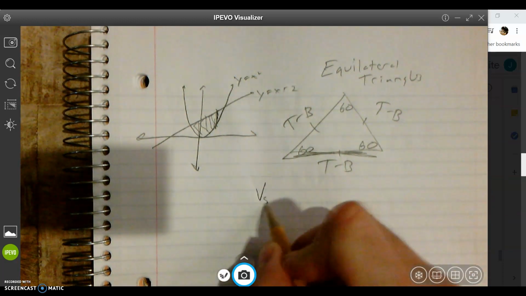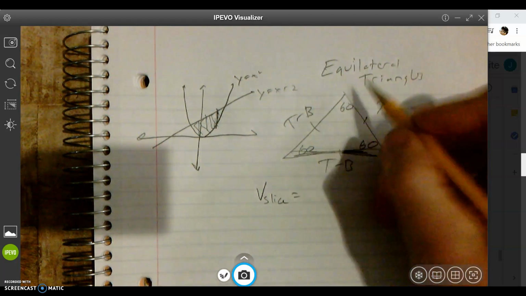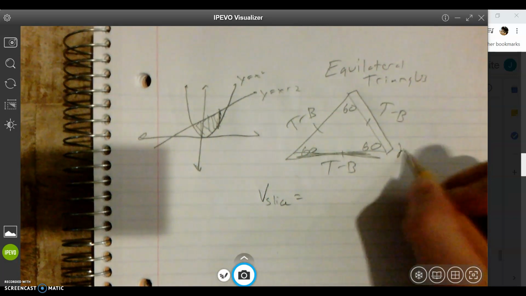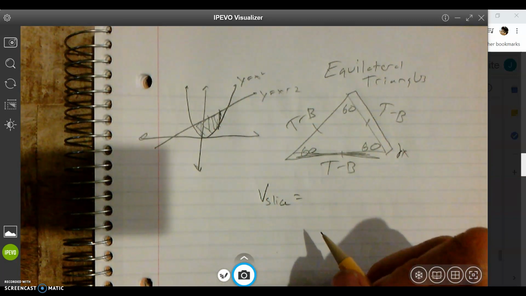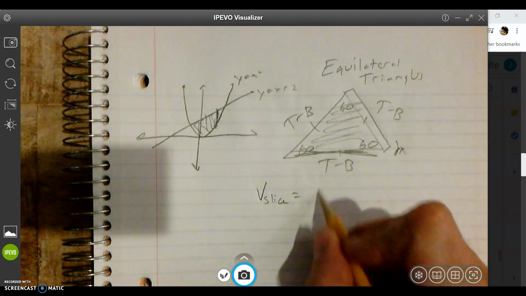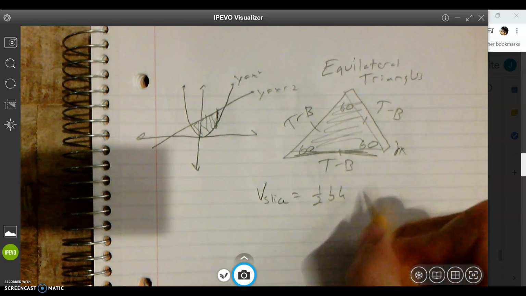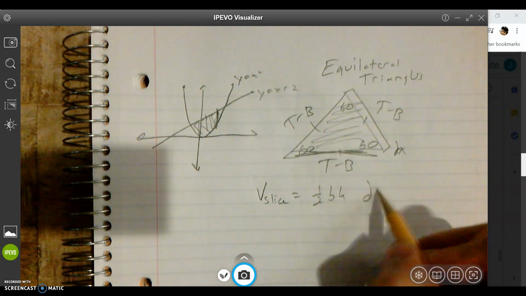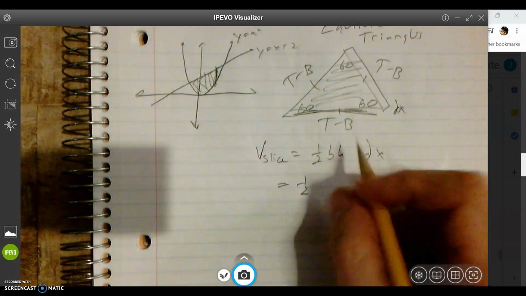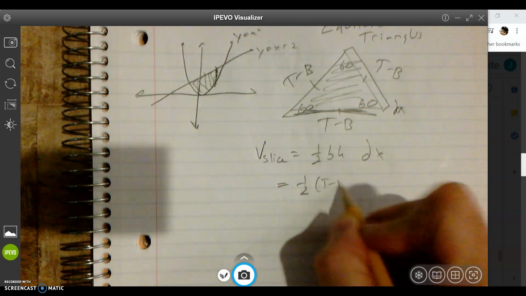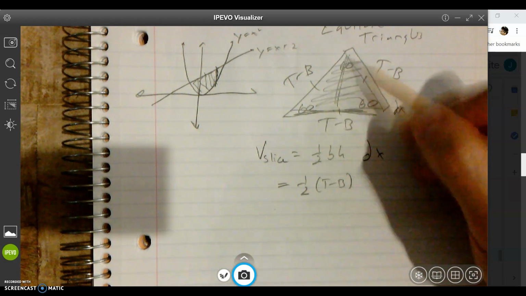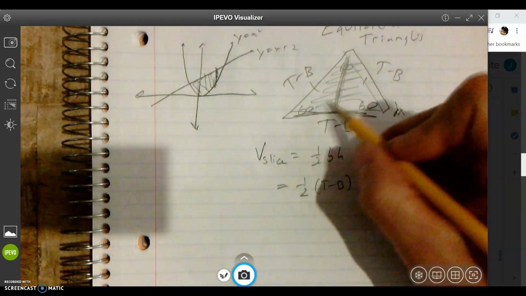So the volume of a slice, forgot to make this three-dimensional. Ooh, got to get the drawing on. There you go, dx. Right there, that's the width. So the volume of a slice is going to be the area of the face, which is a triangle, 1/2 base times height, times the width, which is dx. So let's keep it going. 1/2. The base is top minus bottom. Cool. The height. What is the height? What is that?